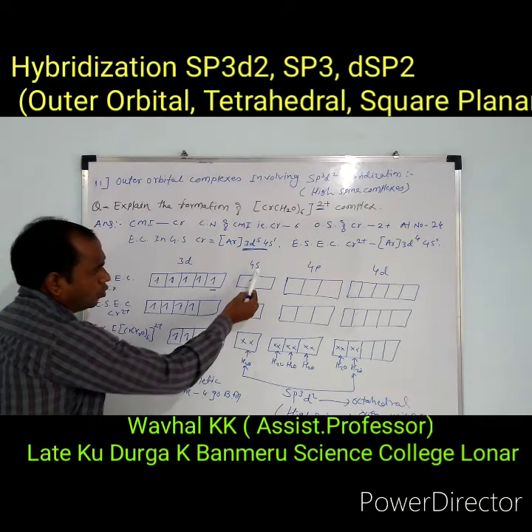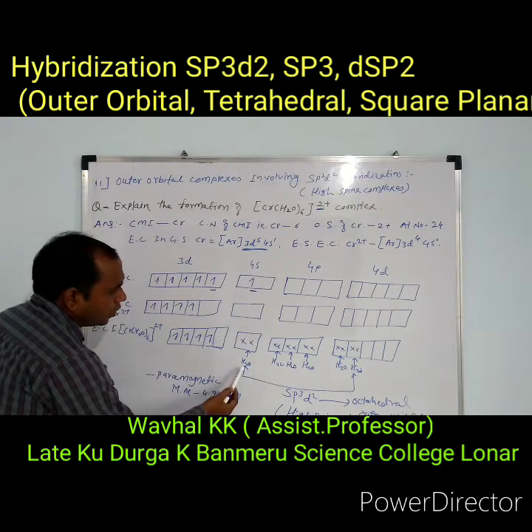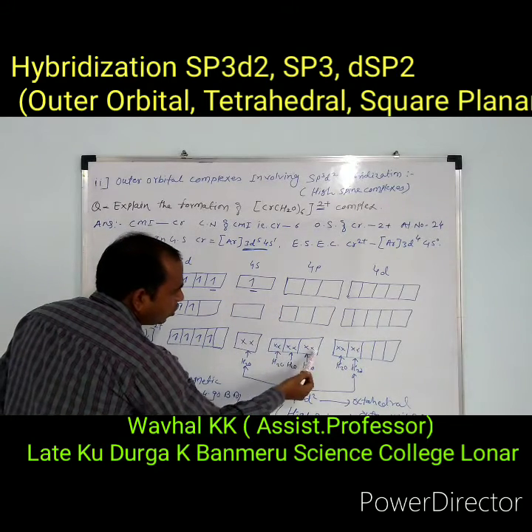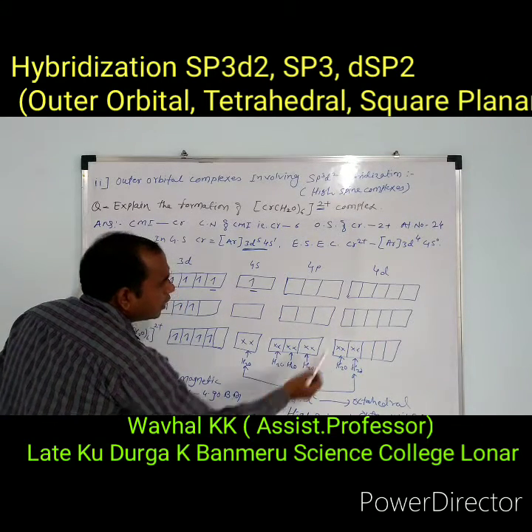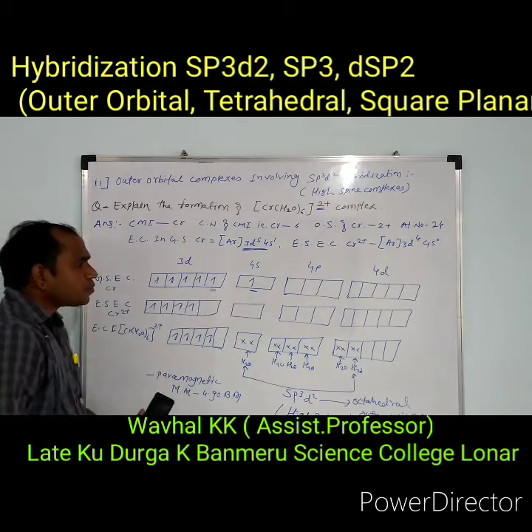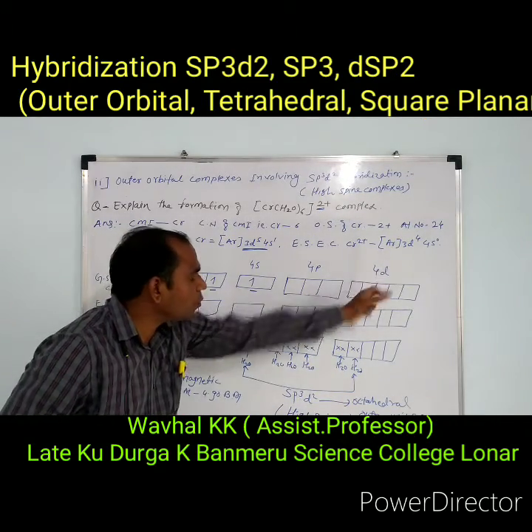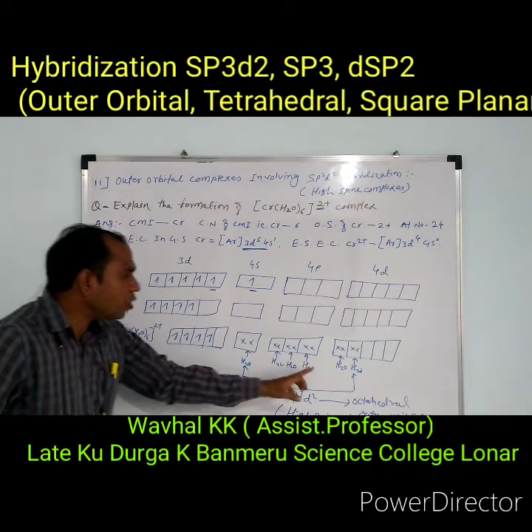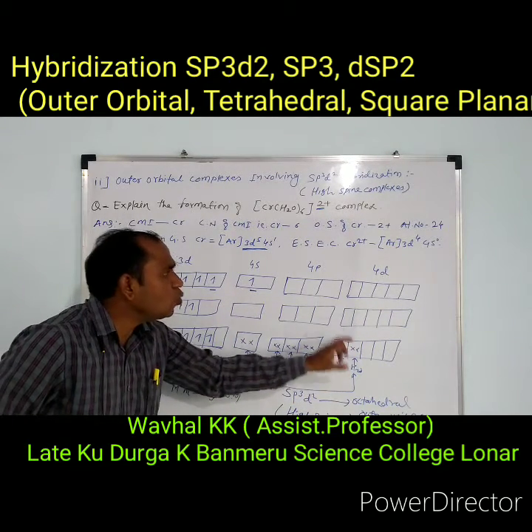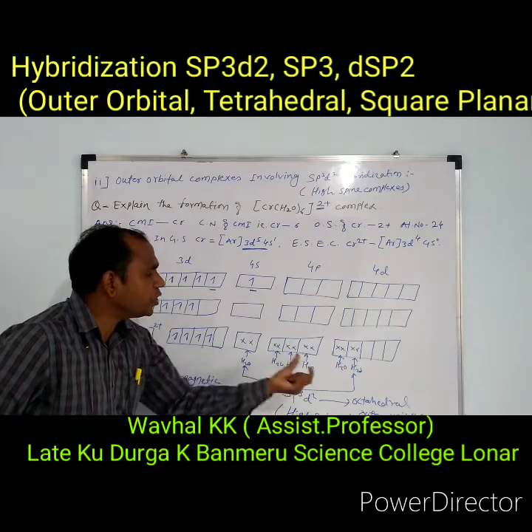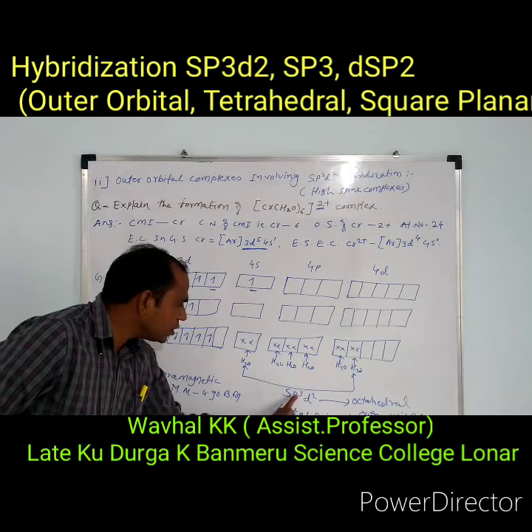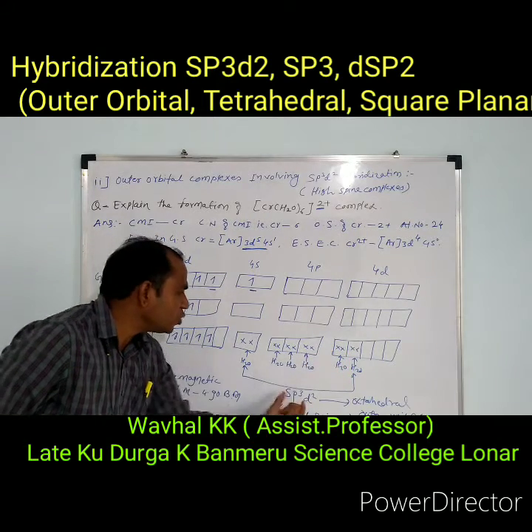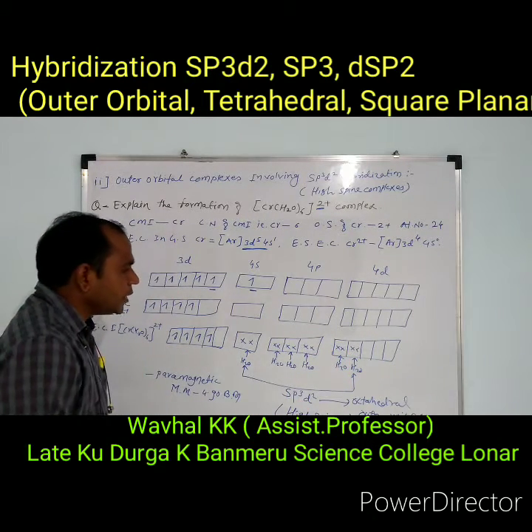And see here, the 4s orbital, 1s orbital, and 3 of the 4p orbitals are used, along with the outer 4d orbital. The 4d orbital is involved in the hybridization. Two 4d orbitals are involved, so it is sp3d2. The d2 means 2 orbitals of the 4d set are used in the hybridization.